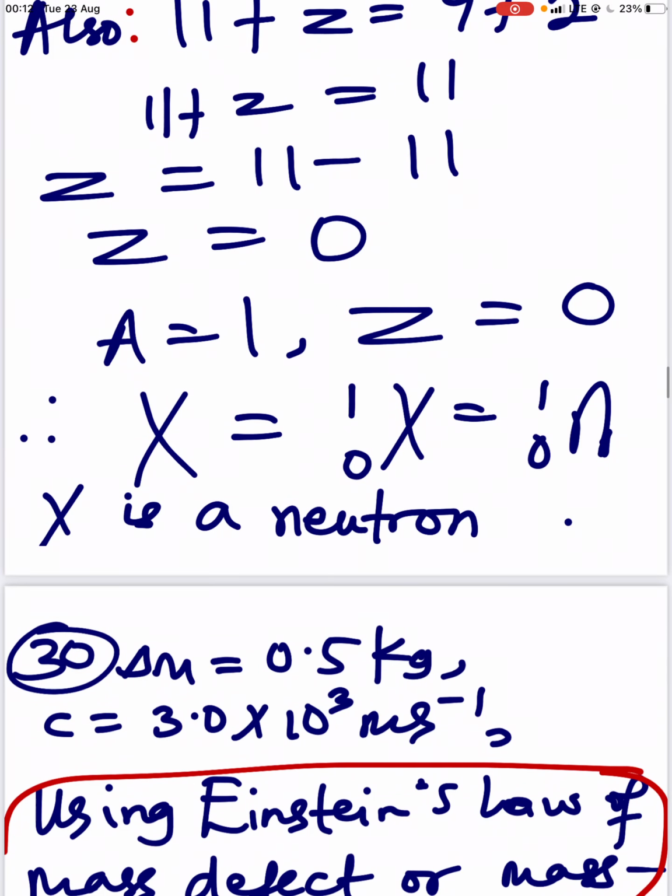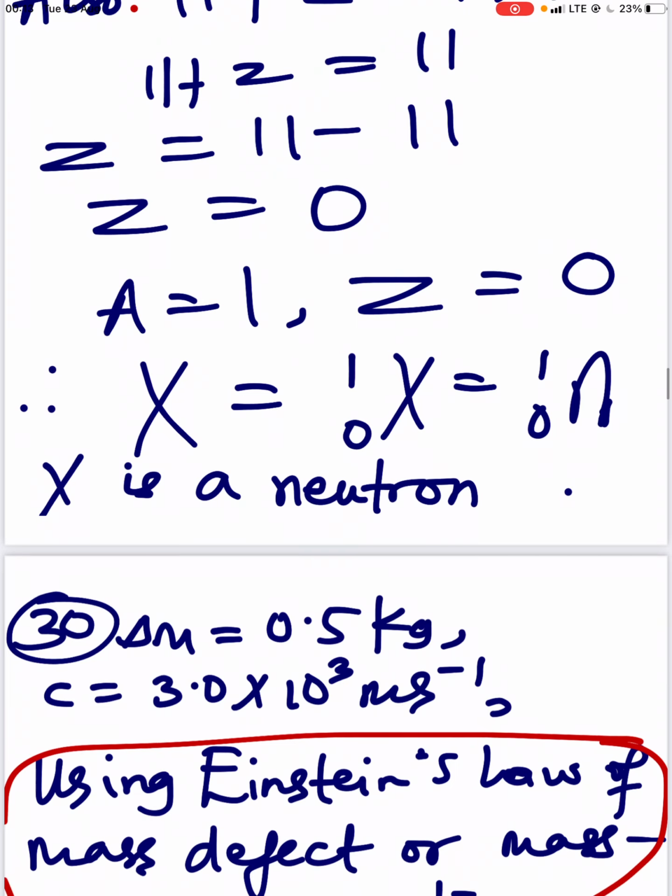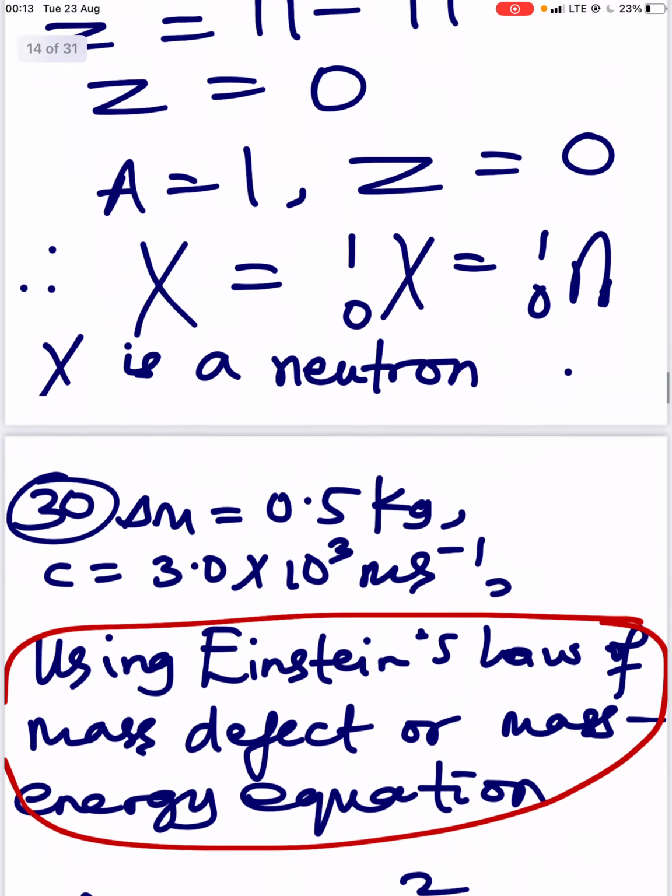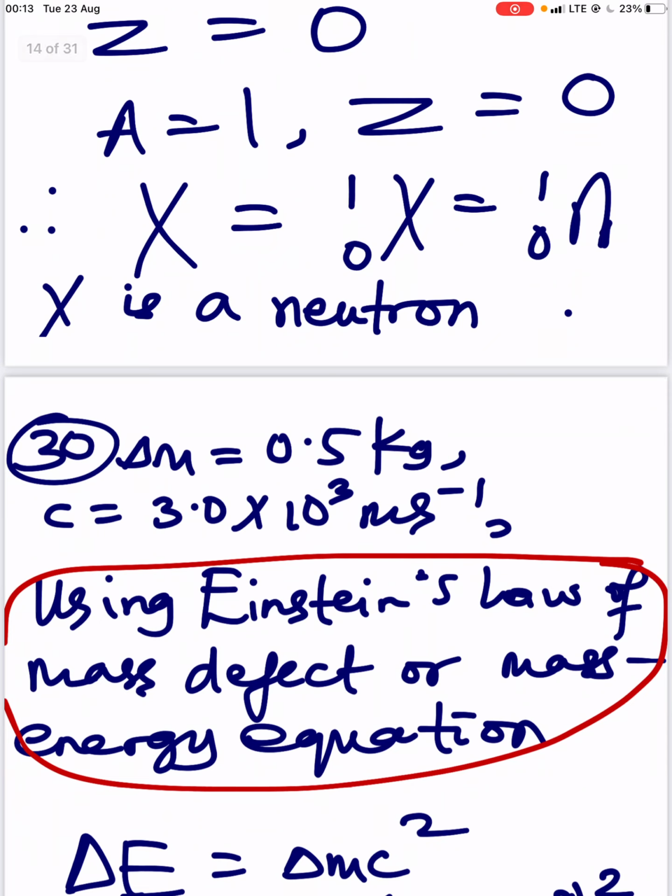If Z is 0, that means X is 1-0X. And that makes X a neutron, because it is a neutron that has these symbolic properties. That means a neutron has no proton. That's why the atomic number is 0, but it has one neutron. So the mass number is 1 and atomic number is 0.